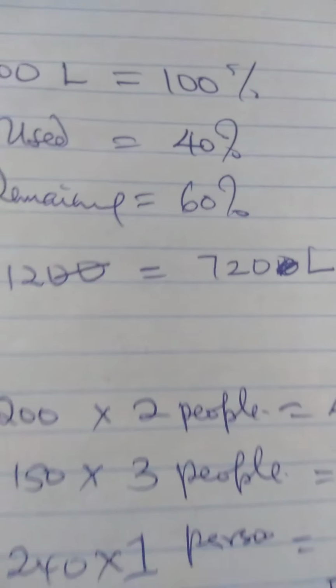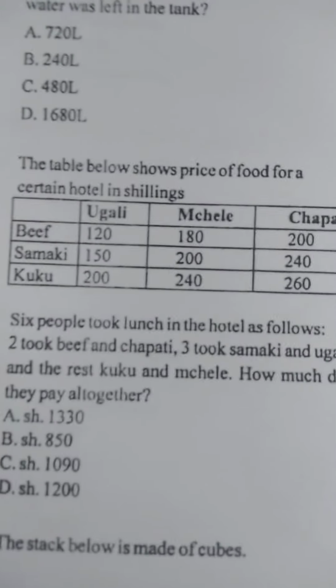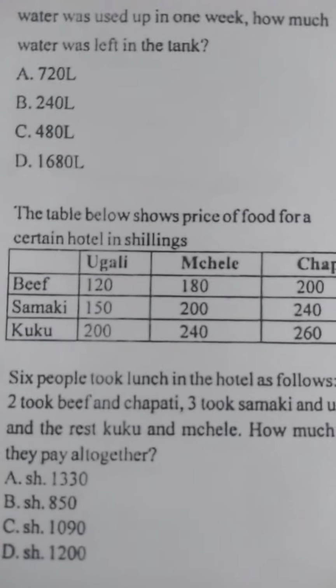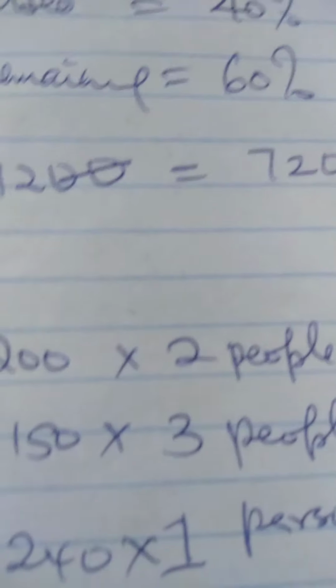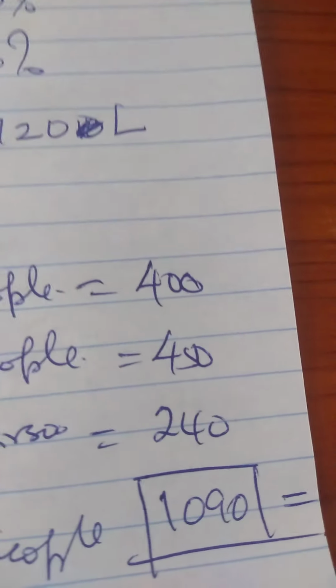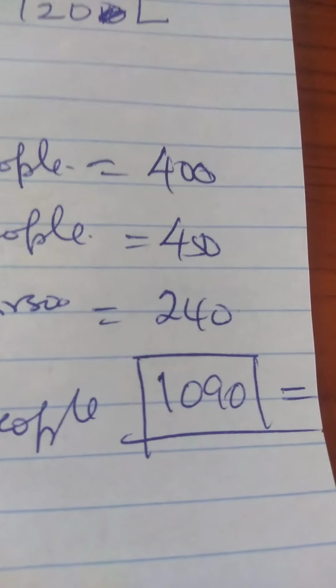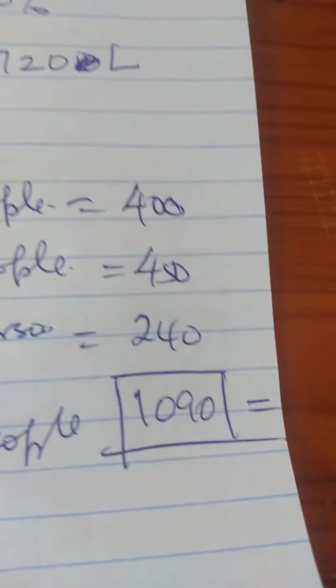Then last, there were 6 people. 2 have eaten, 3 have eaten. So it's only 1 person who is remaining. And that 1 person ate what? Kuku and muchere. Kuku and muchere is 240. So 240 times 1 person spent 240. So in total, they spent 1090.